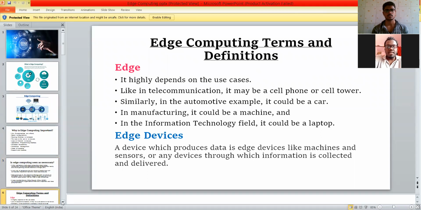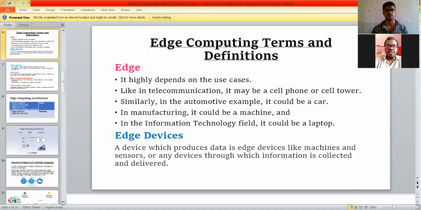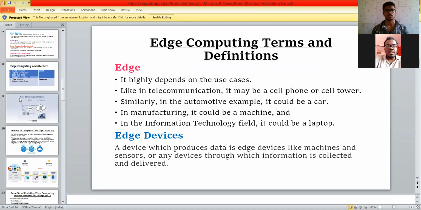And the terms of edge computing. The edge depends highly on the use case. In telecommunication, it may be a cell phone or cell tower. Similarly, in the automobile example, it could be a car. In manufacturing, it could be a machine. In the information technology field, it could be a laptop. And we can use that edge device.